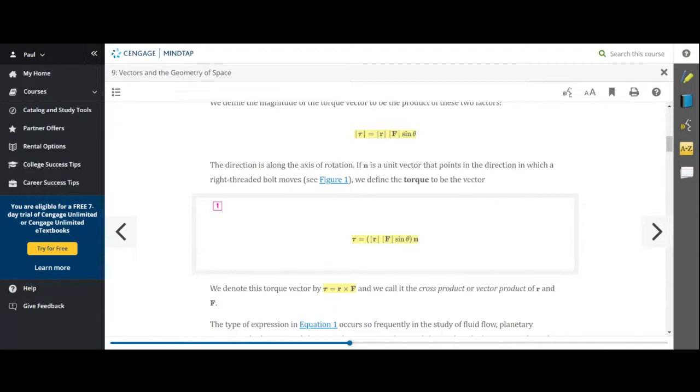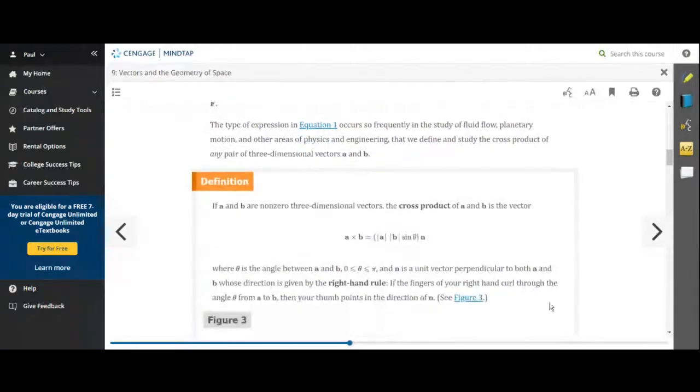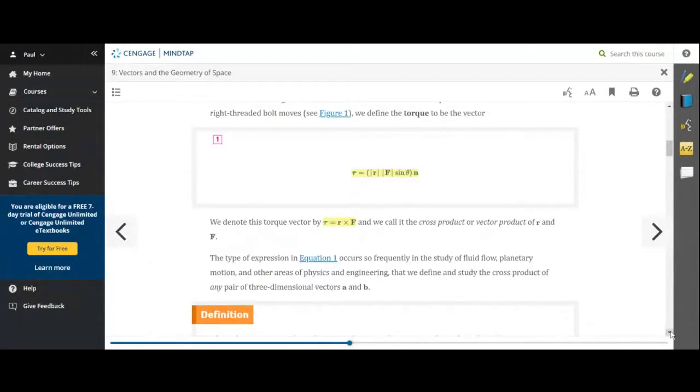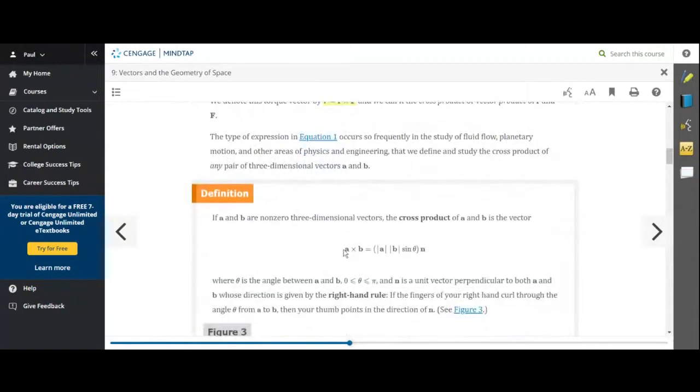At any rate, the cross product is defined based on this idea of torque. Just like the dot product was defined based on work, the cross product is defined based on torque. It's comforting to me when I see definitions of dot product and cross product that I know where they evolved from. And so you'll see that the definition of the cross product is analogous to the definition of the torque. Okay?